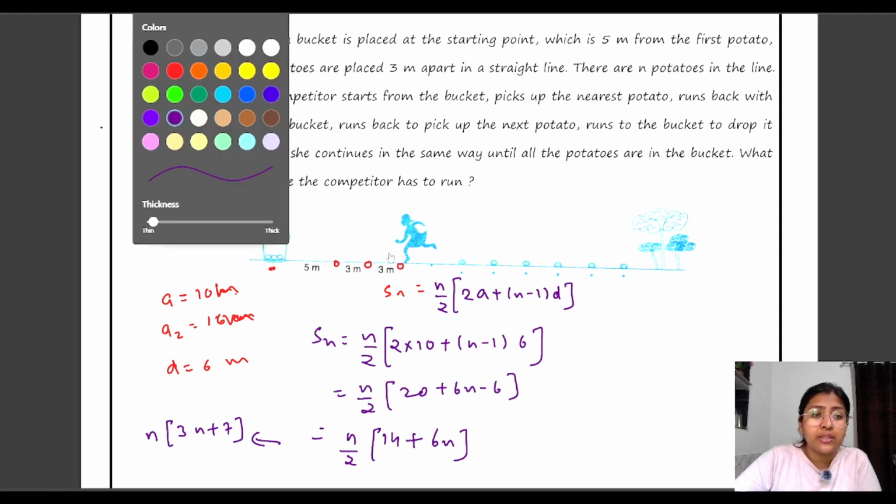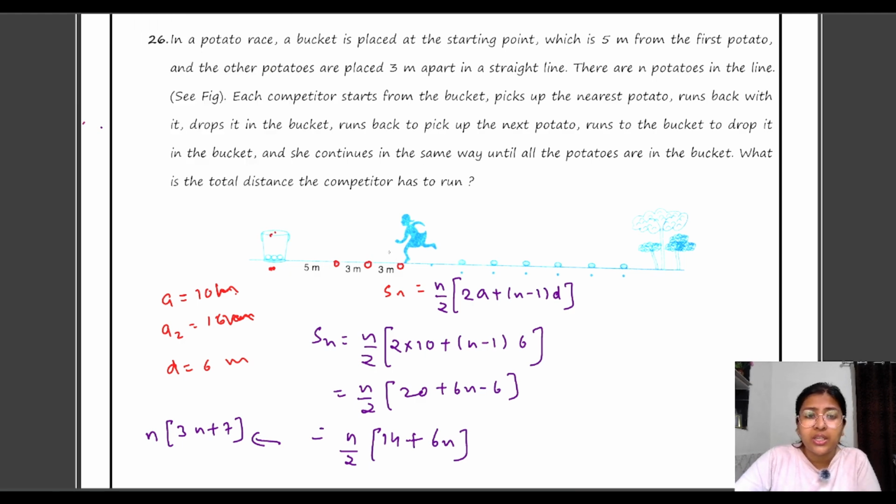So the answer is, read the question again. There are n potatoes. The number of potatoes is not given. So what is the total distance the competitor has to run? The total distance the competitor has to run is n times 3n plus 7, or can be written as 3n square plus 7n. Okay, learners, is this question clear to you?